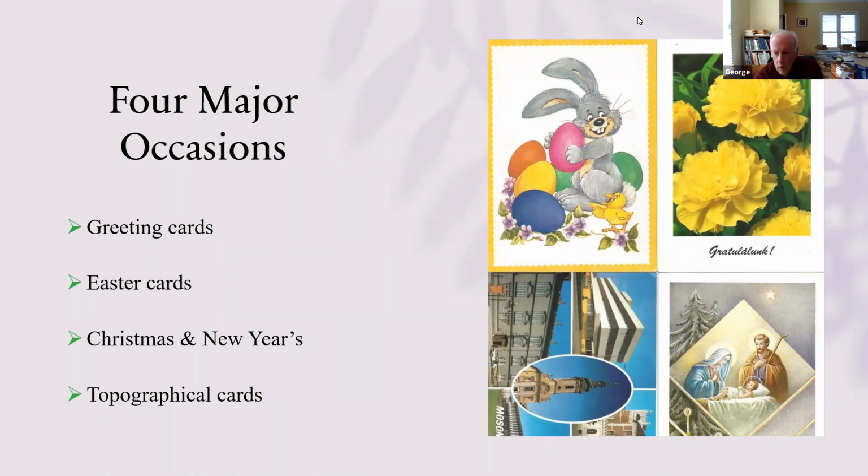The Christmas and New Year cards, there were a few depictions of the Holy Family, a lot, particularly in the earlier communist period, were more New Year's cards. And then the topographical cards, and that's what Hobebe called them, are really towns that depict, I mean, they show towns, and many of them have illustrations of multiple scenes in those towns. So those are the four major occasions for this time period. Next.